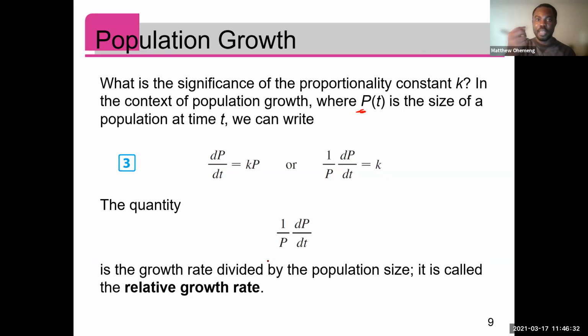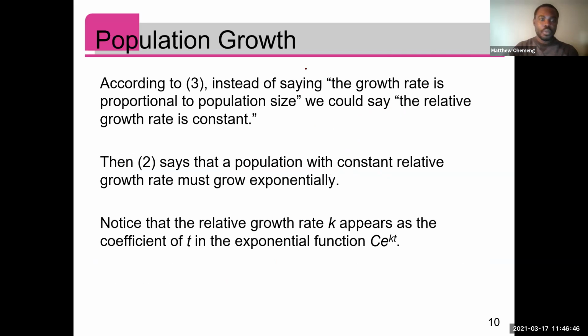So that means that in a population growth question, in this model, when you hear that something has a relative growth rate, then you know that that's your K. Or if you're asked to solve for the relative growth rate, then you know you are asked to find the K. So instead of saying the growth rate is proportional to population size, we could say the relative growth rate is constant, because we know K is a constant, and it appears in the coefficient.